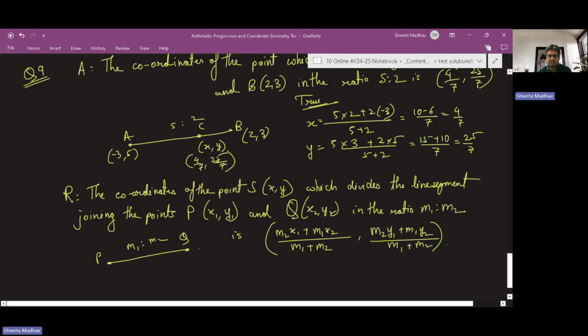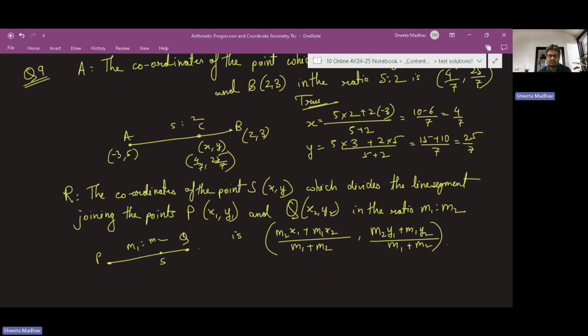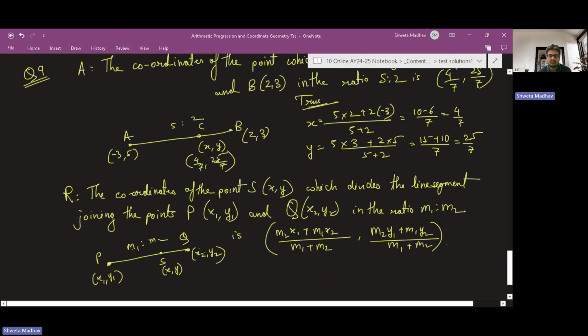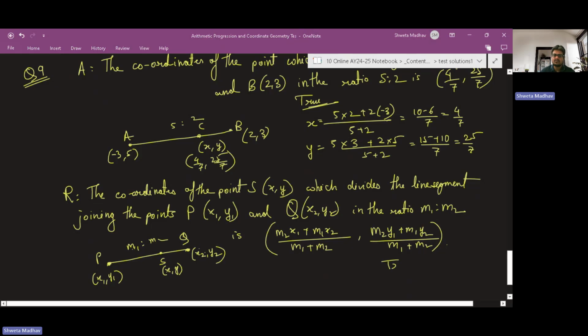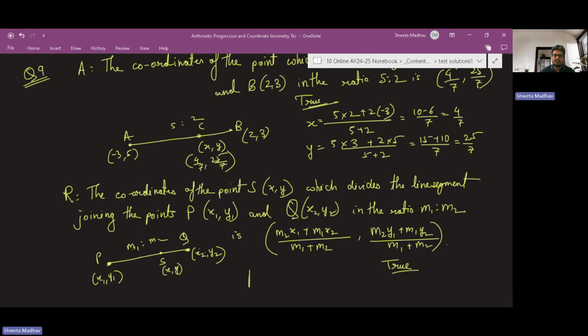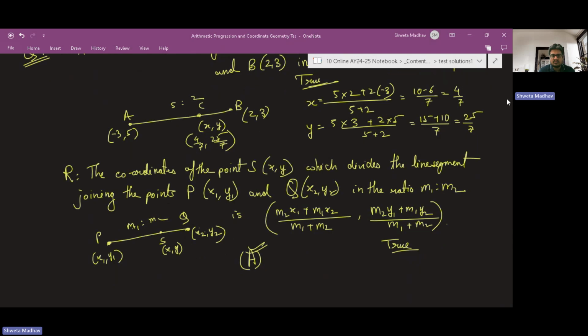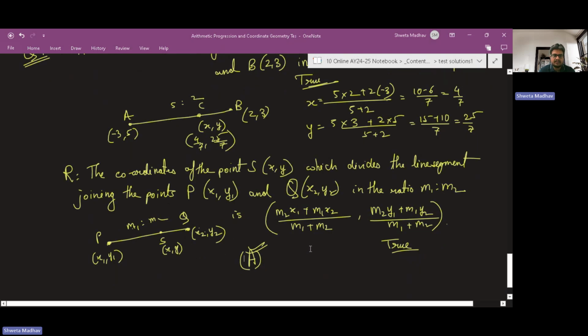That will be given as m2 x1 plus... So here we have the point S (x, y), point P is (x1, y1), and point Q is (x2, y2). Then x will be (m1 x2 plus m2 x1) divided by (m1 plus m2), and the y coordinate of the point S will be (m1 y2 plus m2 y1) divided by (m1 plus m2). So obviously the reason is also true, and the reason is the correct explanation of the assertion also. So obviously option A is the correct answer, since both A and R are true, and R is the correct explanation of A.